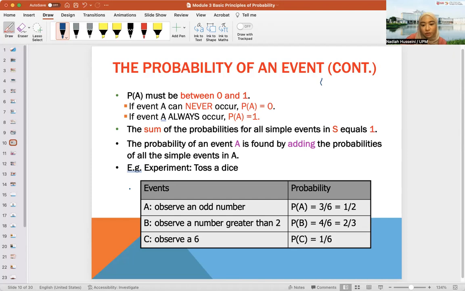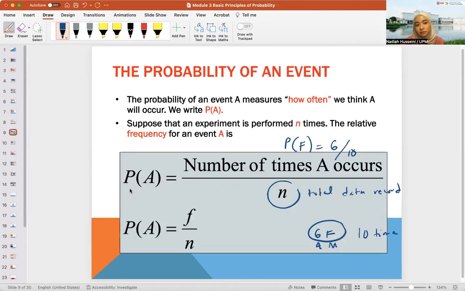It relates back to this equation. Why is probability between 0 to 1? Why can't it be greater than 1? Anyone? Because it is a percentage. Because it is like a percentage, correct.